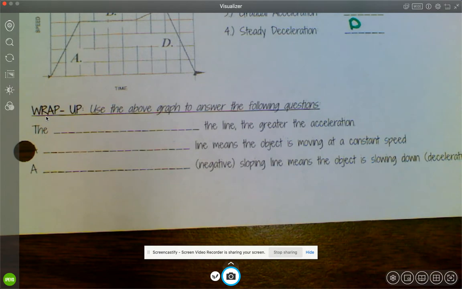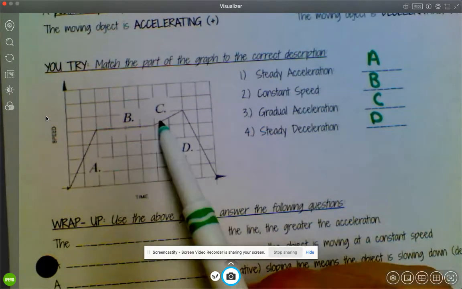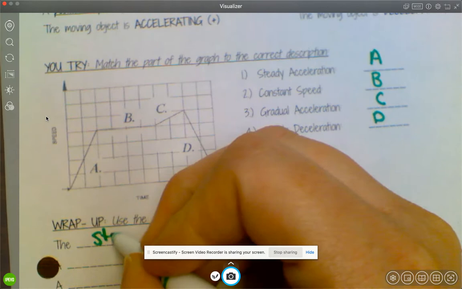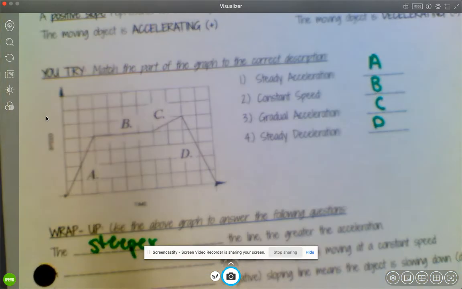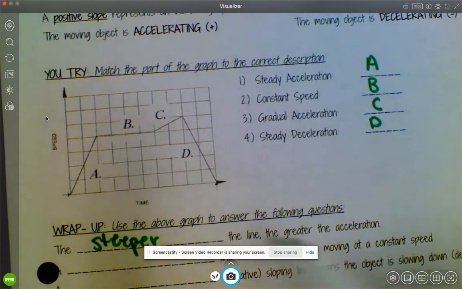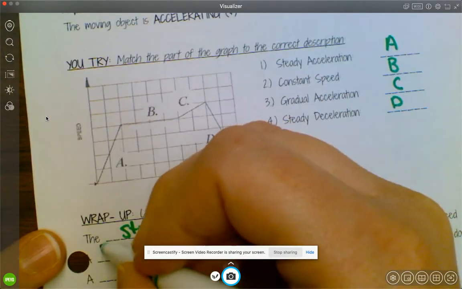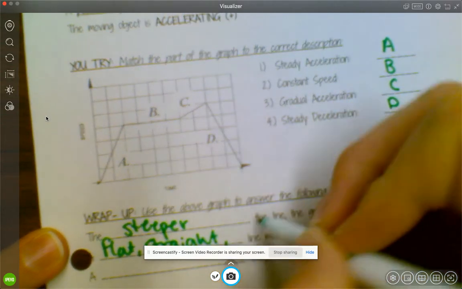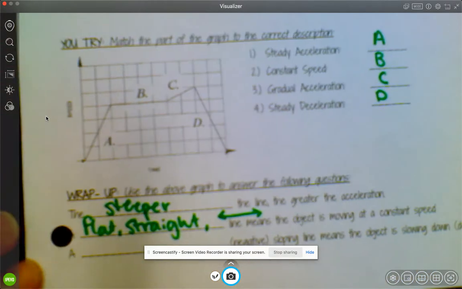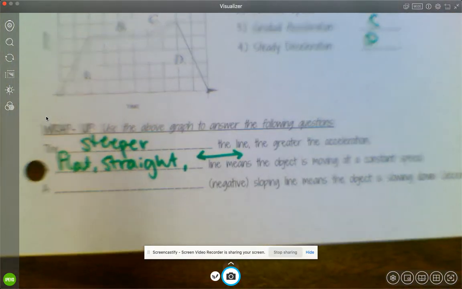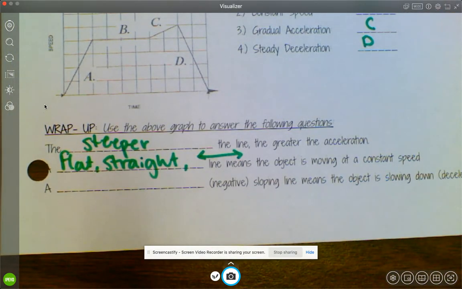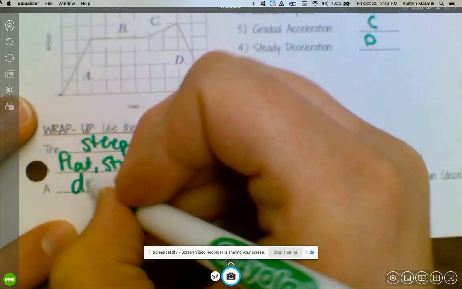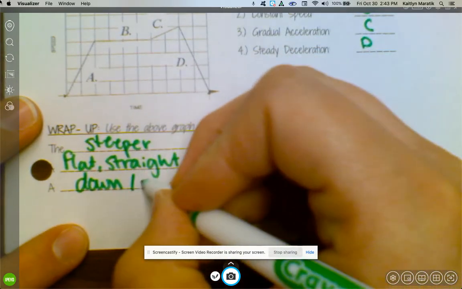Welcome back. So from A to C, the steeper the line, I suppose saying more steep is probably better, but I like using steeper. The steeper the line, the greater the acceleration. A blank line means our object's moving at a constant speed, so our flat, straight line. I even like to add a picture type of line is moving at a constant speed. And then a blank or negative sloping line means the object is slowing down, so like a downward line.